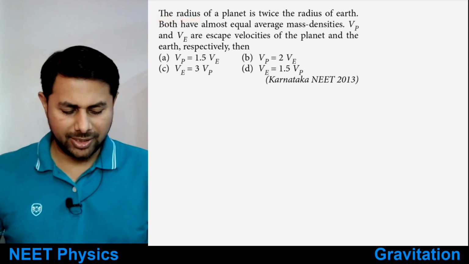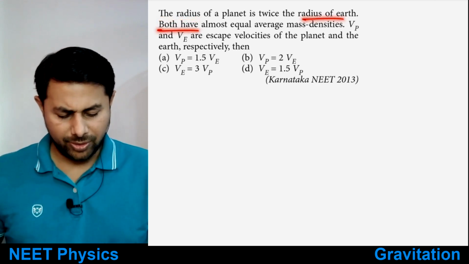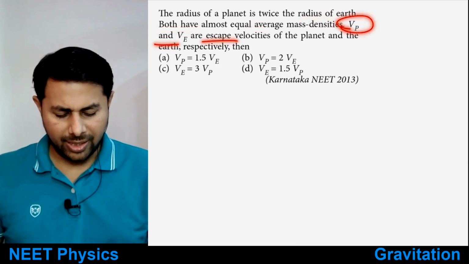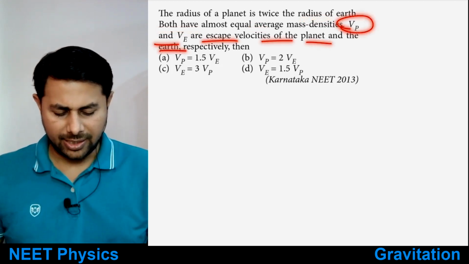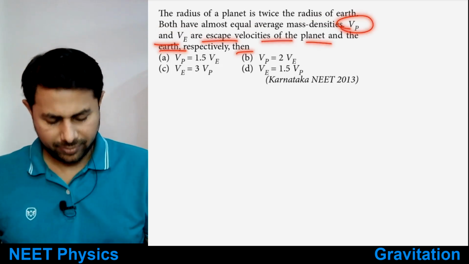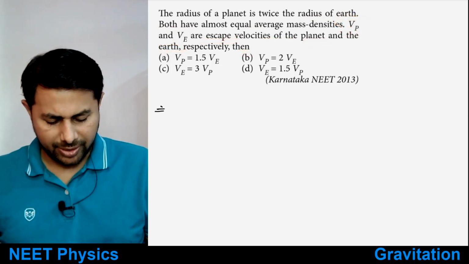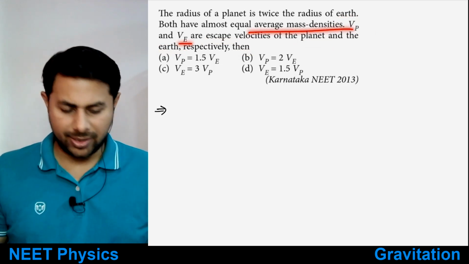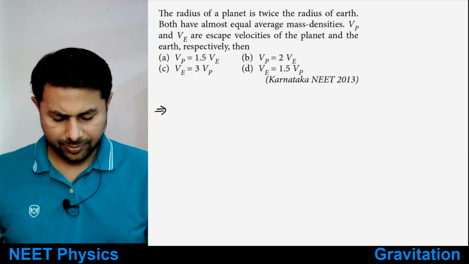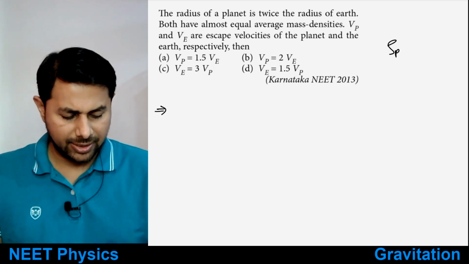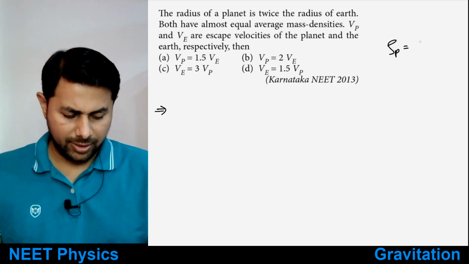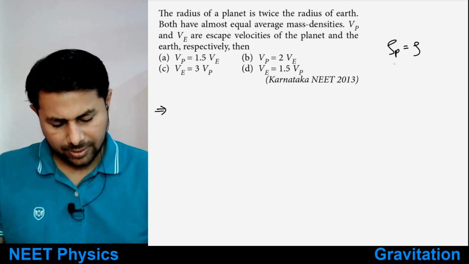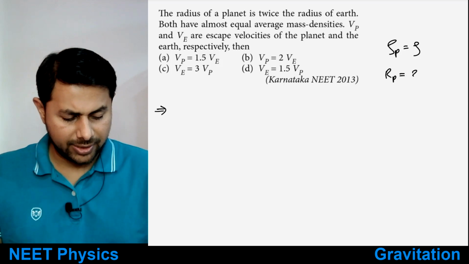The radius of a planet is twice the radius of Earth. Both have almost equal average mass densities. Vp and Ve are escape velocities of the planet and Earth respectively, then what's the relation between them? They say that average mass densities of Earth and that planet are equal. So density of the planet is equal to density of Earth, let's say rho only, and the radius of the planet is twice the radius of Earth.